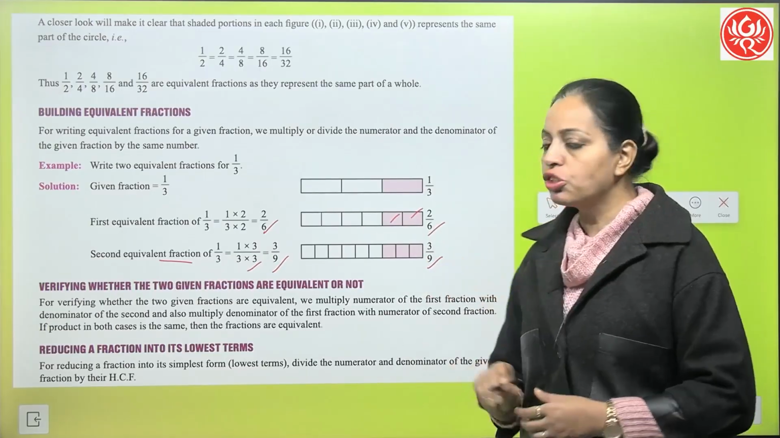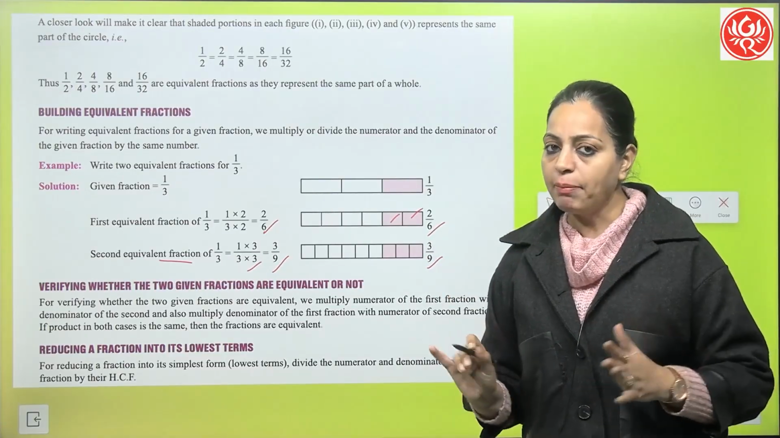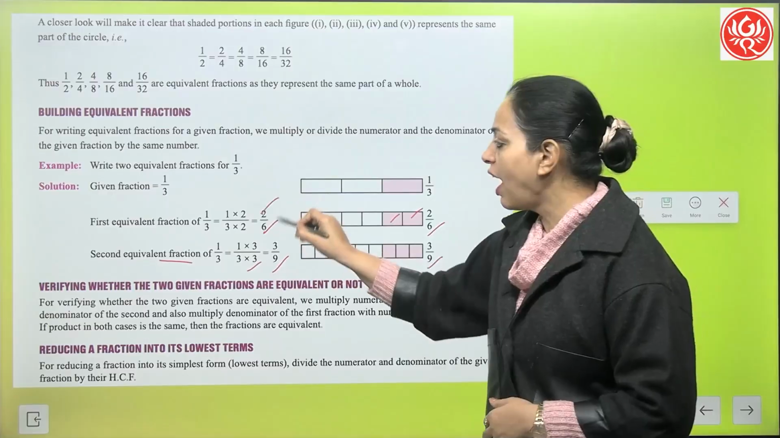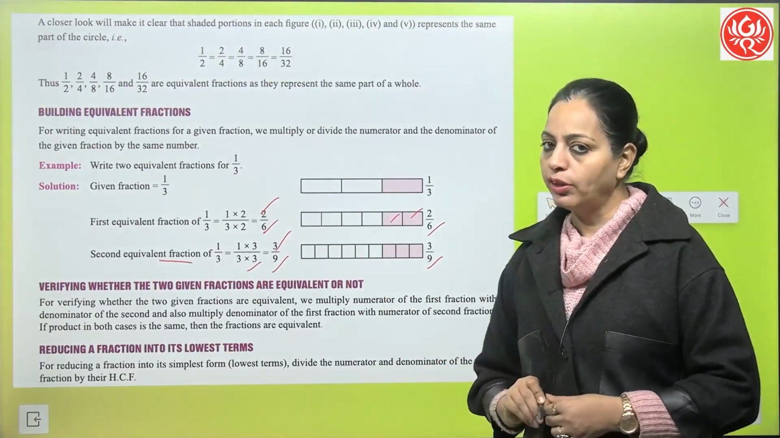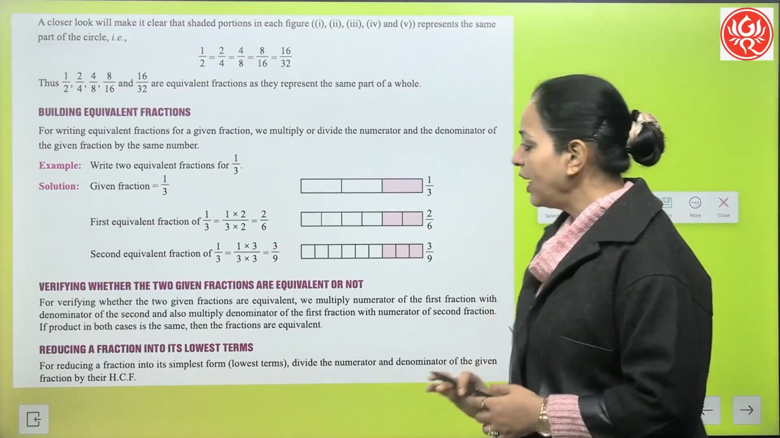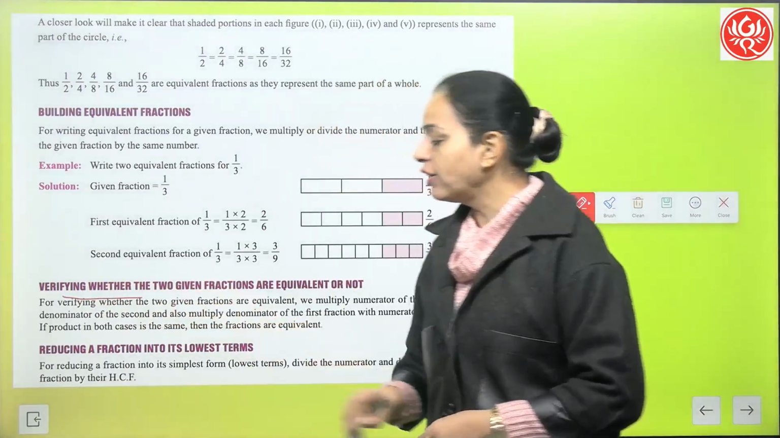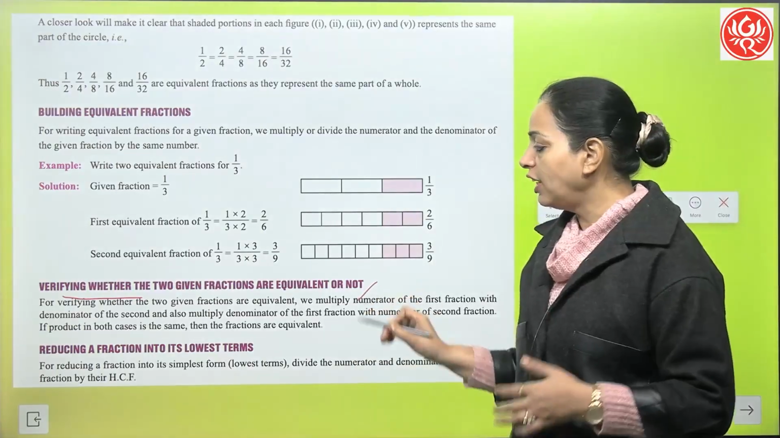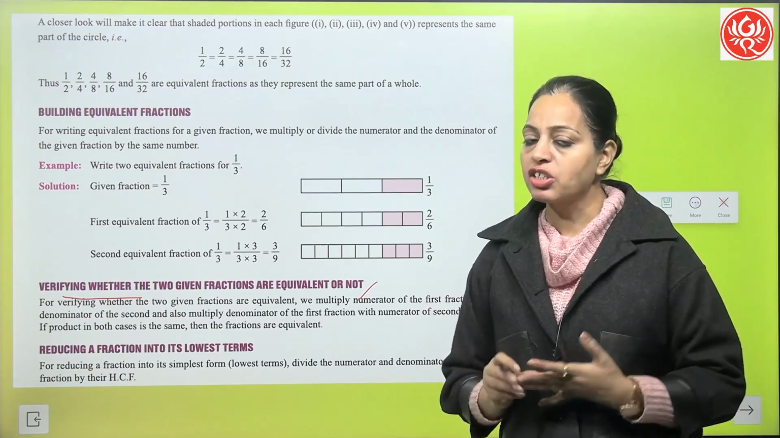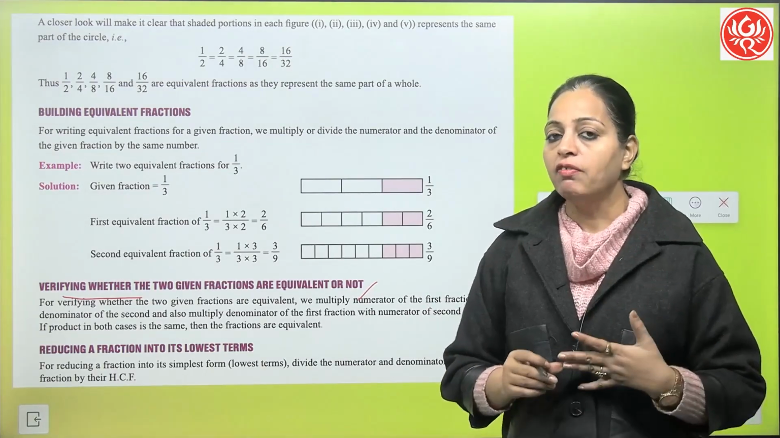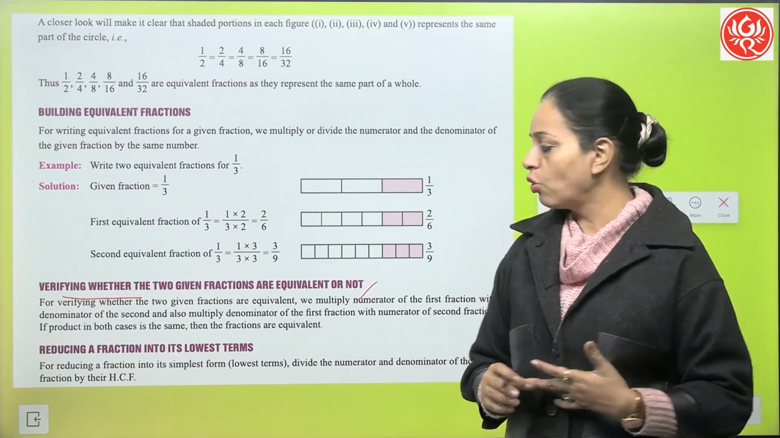So this shaded portion represents the same portion. Okay, so these are equivalent fractions of 1 upon 3. Right. Now the next is verifying whether the two given fractions are equivalent or not. Sometimes we have two fractions given, and we have to find whether these are equivalent or not.